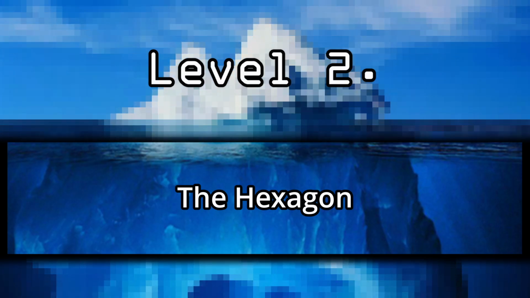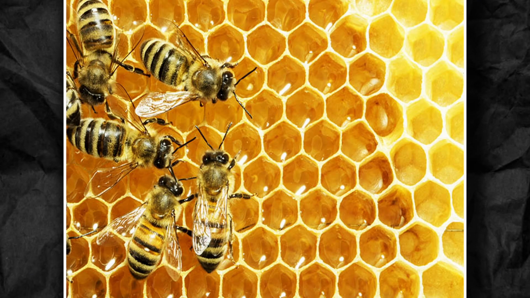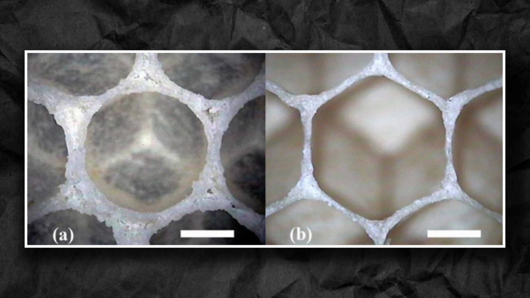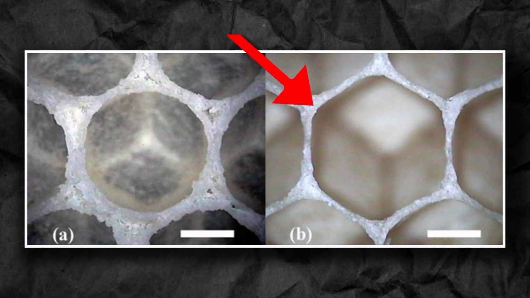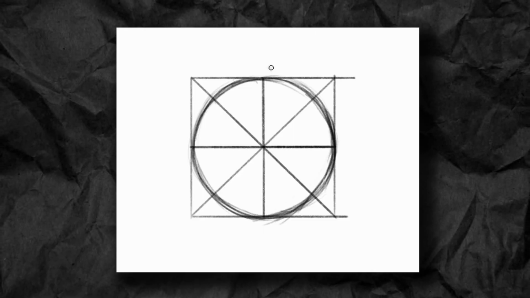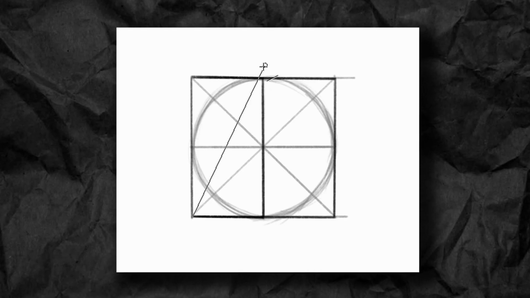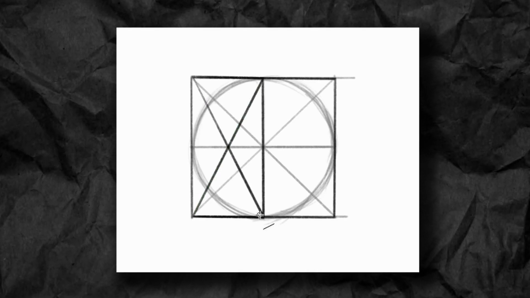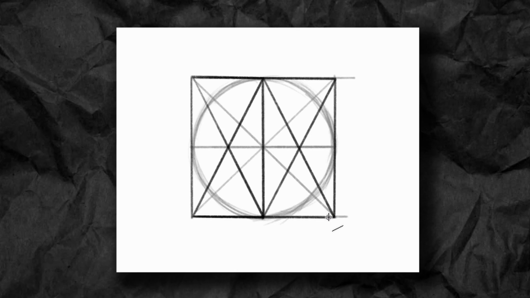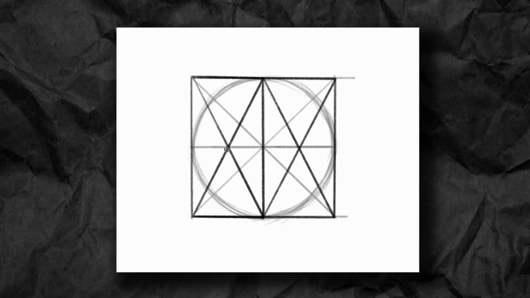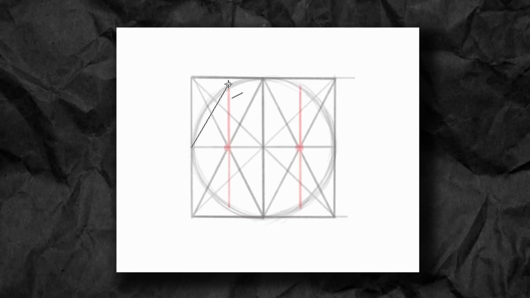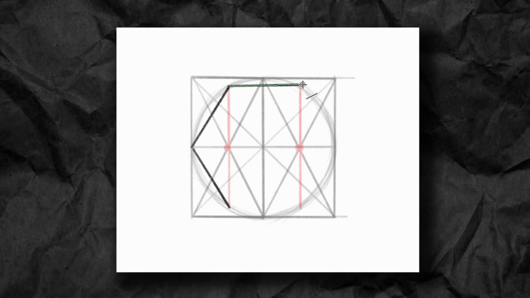Next, we have the hexagon. Fun fact, bees actually build round honeycombs, but because they press them too close together, the circles turn into hexagons. So guess which shape we'll be using to draw a hexagon? That's right, draw a circle using the method I showed you previously, and then divide the circle's diameter into 4 equal parts. Finally, draw two vertical lines going through these 2 points and then connect everything together.